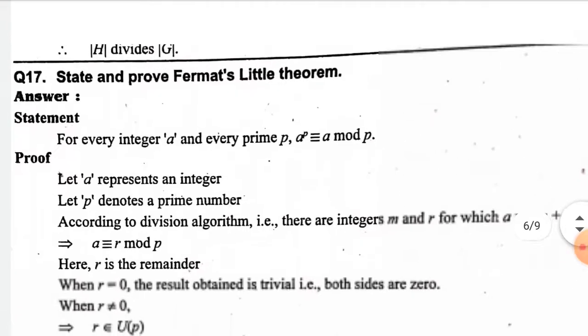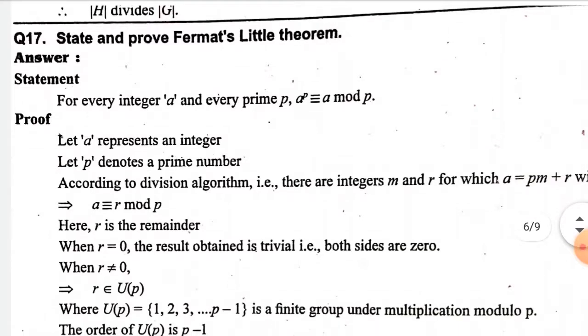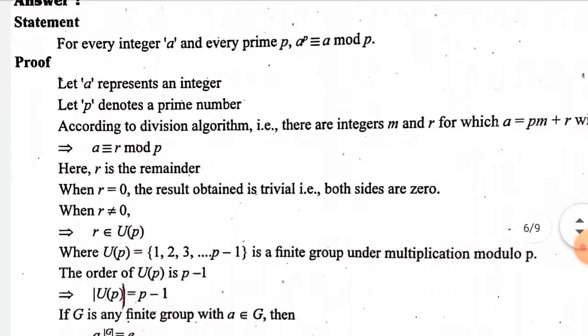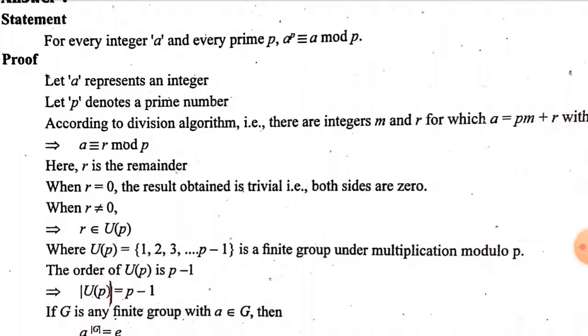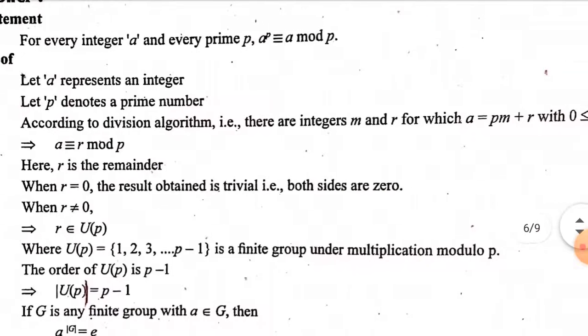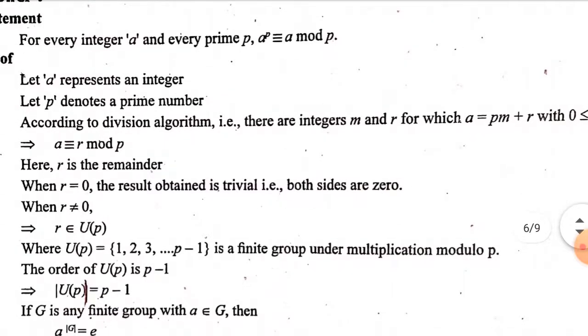Next, Fermat's little theorem. This theorem is from unit 2. Statement: for every integer a and every prime p, a^p is equivalent to a mod p. This is the condition we have to prove now. Proof: let a represent an integer and p denote a prime number. Now, using the division algorithm, a equals pm plus r.